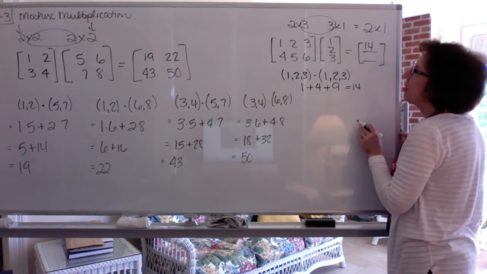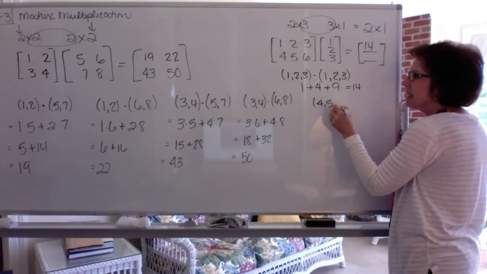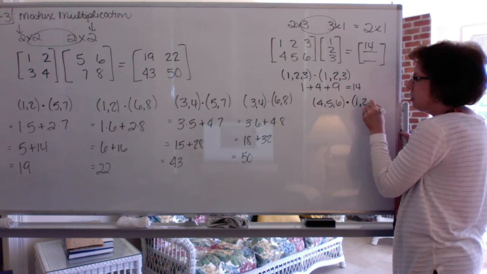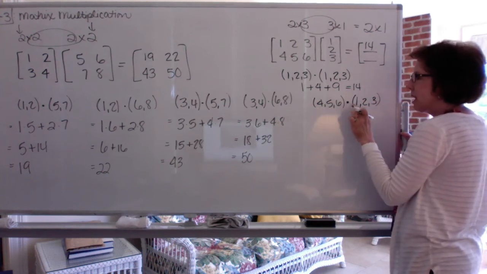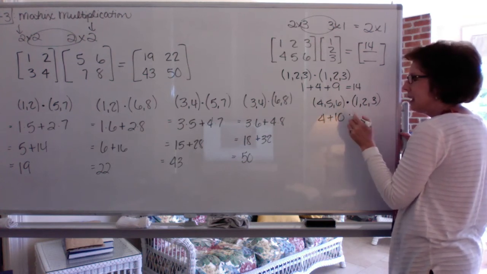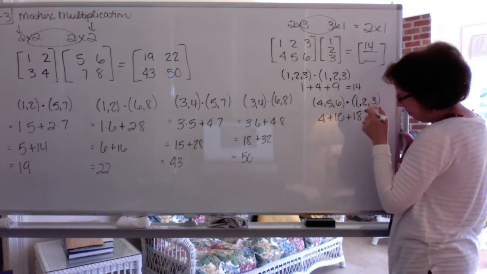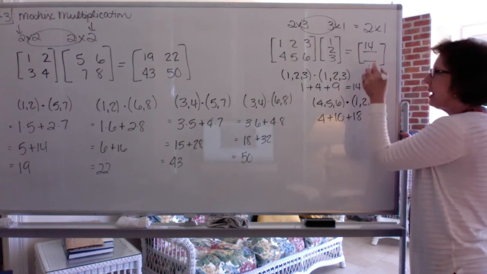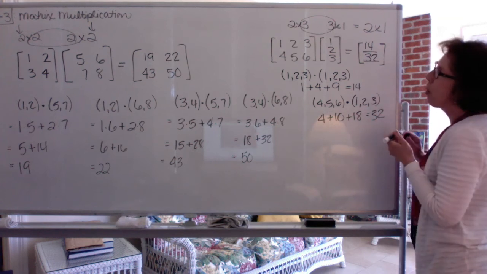Now let's go down and find row 2, column 1. So row 2 has a 4, 5, 6, and it is going to be multiplied by my 1, 2, 3. And so let's go ahead and pair those up. 4 times 1 is 4, plus 5 times 2 is 10, plus 6 times 3 is 18, and, excuse me, 18 plus 4 is 22, plus 10, I get a sum of 32. And there is my product matrix.